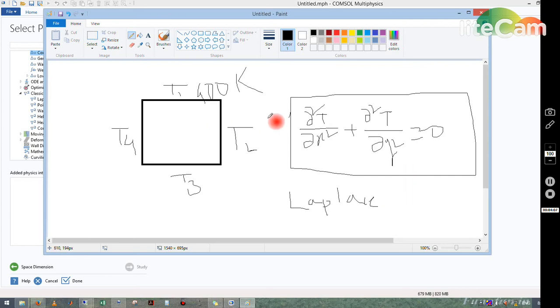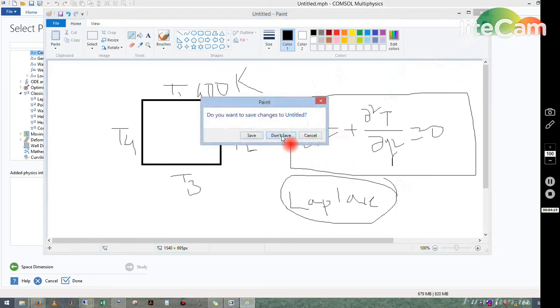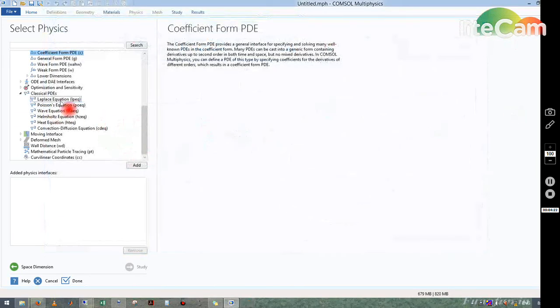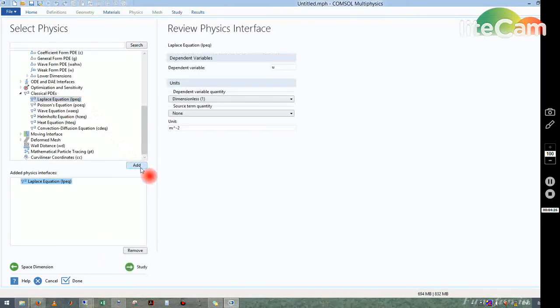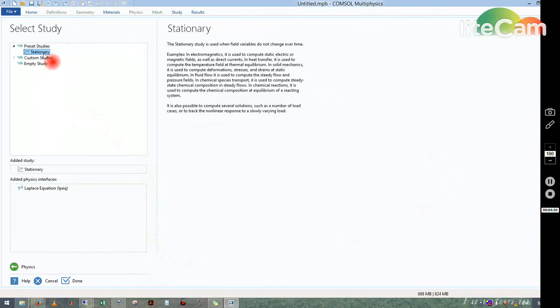So instead of taking the heat transfer module, we can do it by using this classical PDE, which is called the Laplace equation. So I will show this. Here I go and take Laplace equation and click on add, and then take the study, which would be stationary study. It is always a stationary study for mathematical modeling.